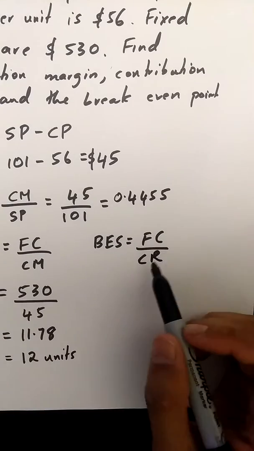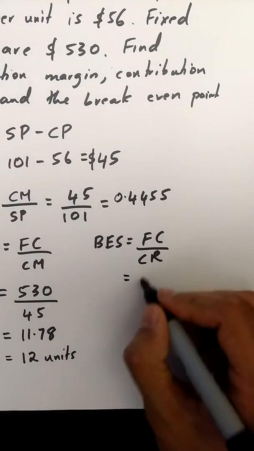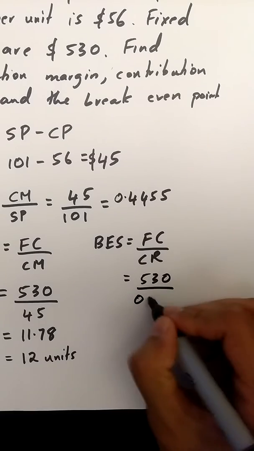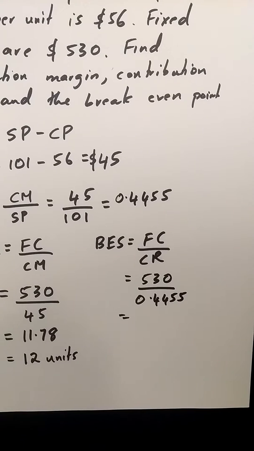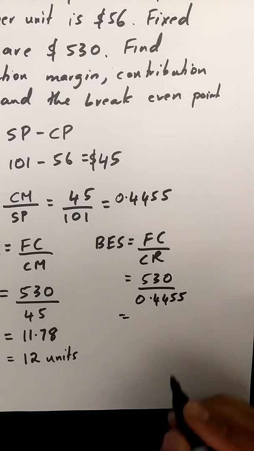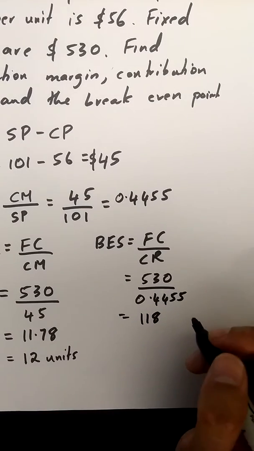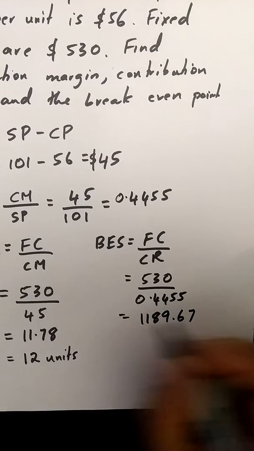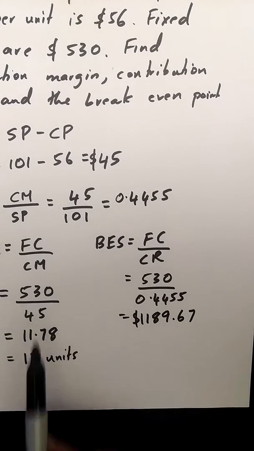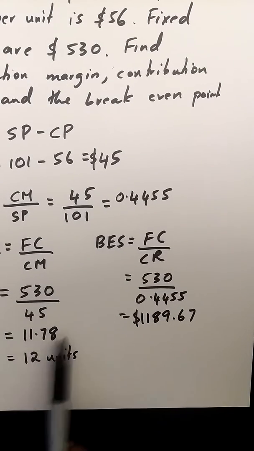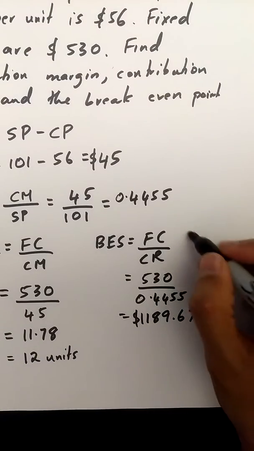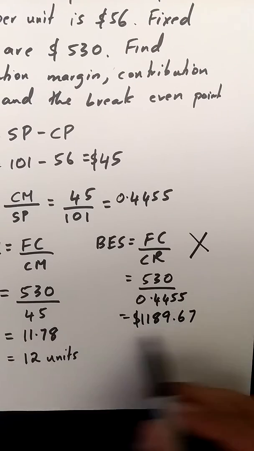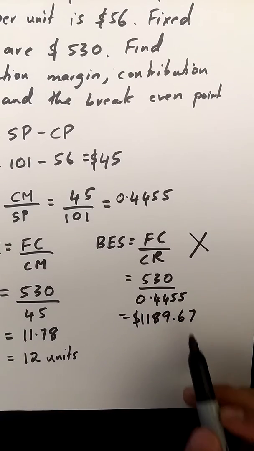Okay, if I do sub in my fixed cost over here, so 530 divided by my contribution rate, 0.4455, I get $1,189.67 as my break-even point. But if I look at my break-even units, I rounded my break-even units up. So anytime you round your break-even units up, this equation here will not give you the right solution. So this value of 1189.67 is actually incorrect.